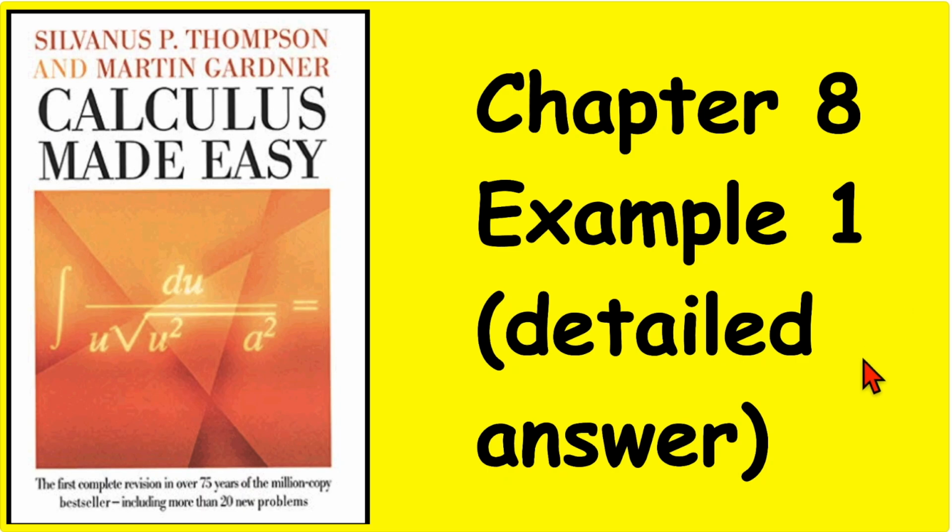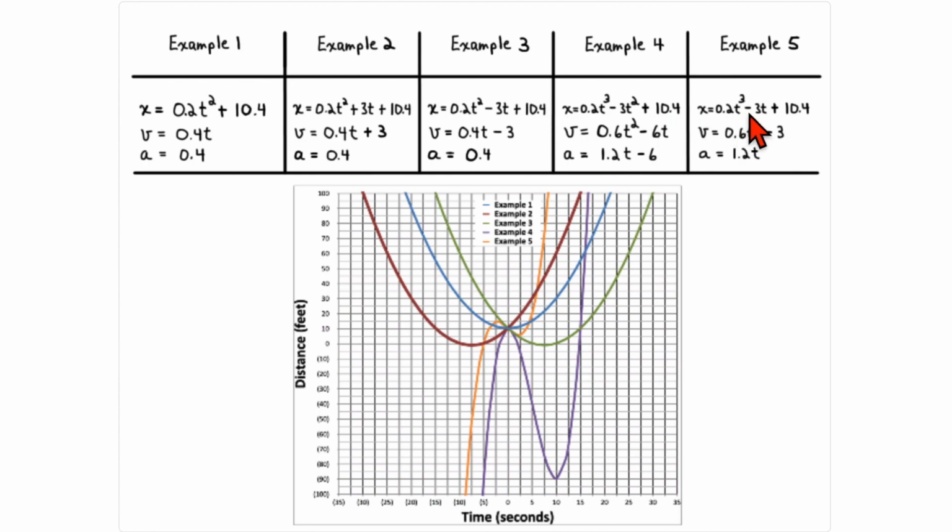This is a detailed answer for example 1 from chapter 8. And examples 2 through 5 are modifications of example 1, and I will provide a detailed answer for each of those as well. And here's a graph of all 5 examples of distance as a function of time.